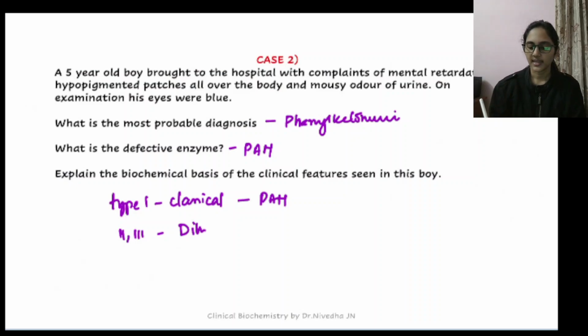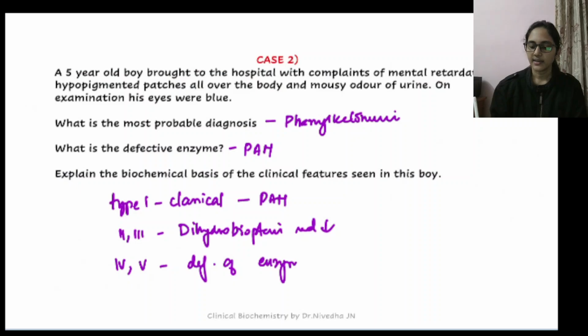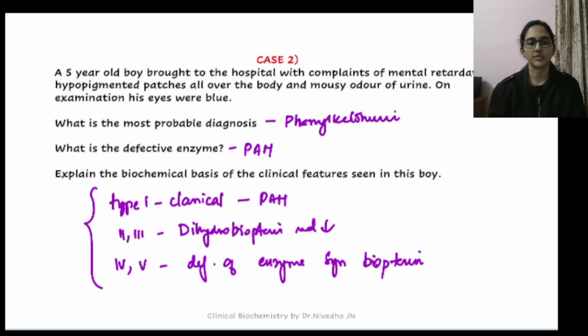So you have the dihydrobiopterin reductase deficiency, right? And you have type 4 and 5, which is due to the deficiency of enzyme that synthesizes biopterin. All right, so these are the types of phenylketonurias, right? But the classical most common is nothing but your phenylalanine hydroxylase. So that you have to definitely know. And the biochemical basis of clinical features seen in this boy.